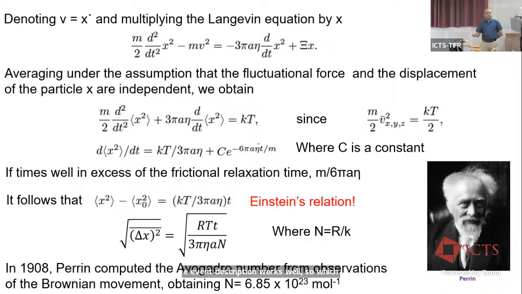That is one thing. Also, people like Perrin verified this relation. How did he verify it? He estimated the Avogadro number based on this relation, and he found it to be about 6.85 into 10 to the 23, which is very close to 6.023 into 10 to the 23. So it is a kind of verification of the Avogadro number. This means that the Langevin description and Einstein's treatment of Brownian motion work well, and this is a foundational work for any kind of stochastic processes.